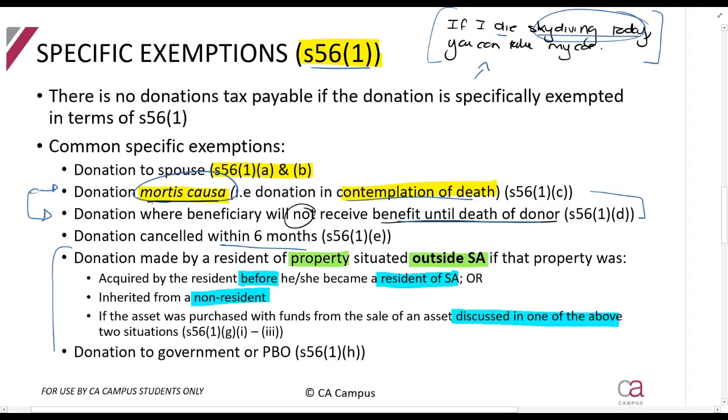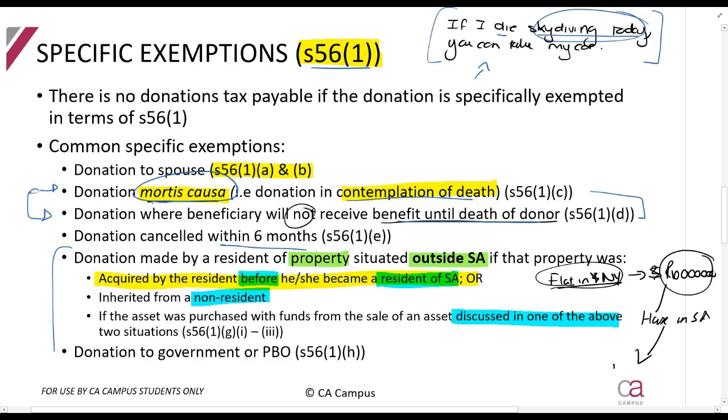Okay, so the first one, what it means is, I was born in America, and I had a flat in New York. If I donate that flat, there's no donations tax, we know that. But here's the other situation. I take that flat and I sell it for, let's say, 10 million rands. And I take that 10 million rands and I buy a house in South Africa. And then I take that house in South Africa and I donate it to someone. That house in South Africa will also still be exempt. Why? Because I bought that asset, this house, with the funds from the sale of the first asset.